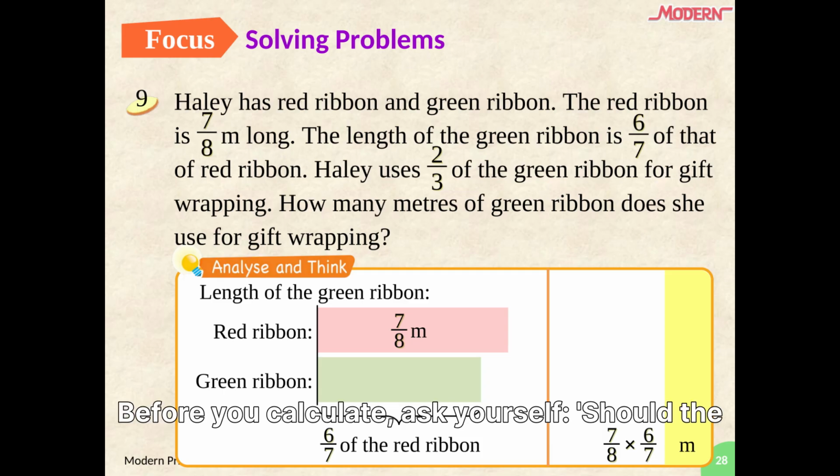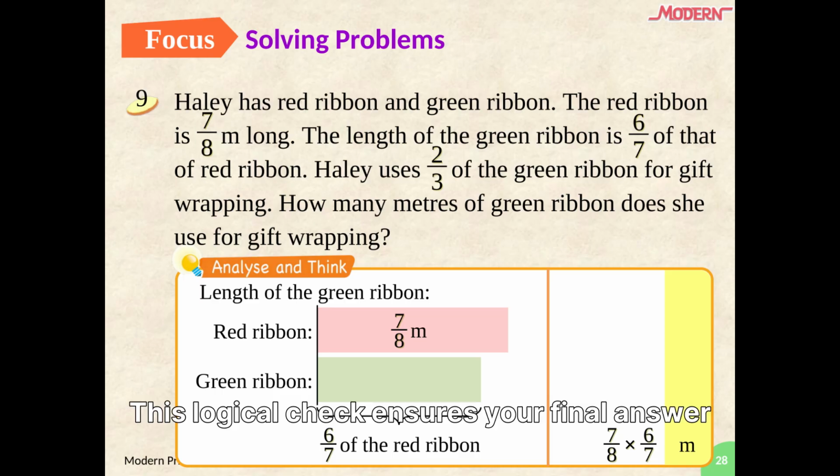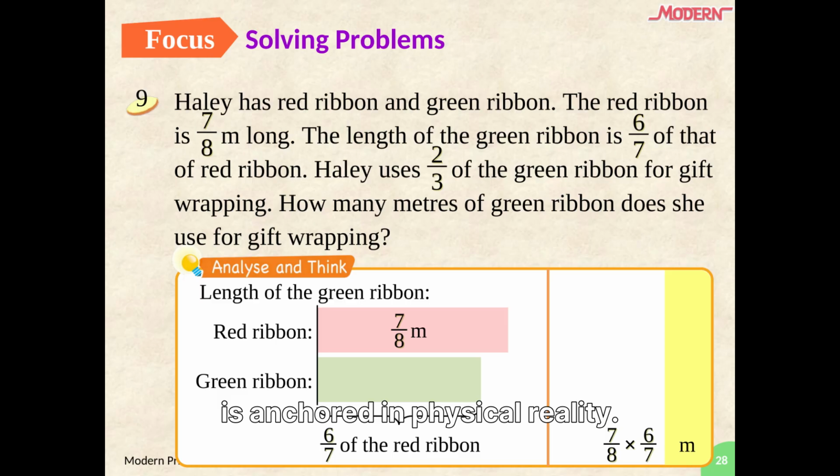Before you calculate, ask yourself, should the answer be more or less than the original? Since 6/7 is less than 1, the green ribbon must be shorter. This logical check ensures your final answer is anchored in physical reality.